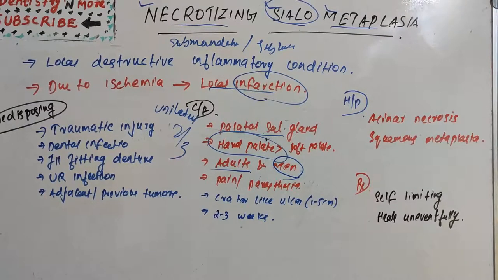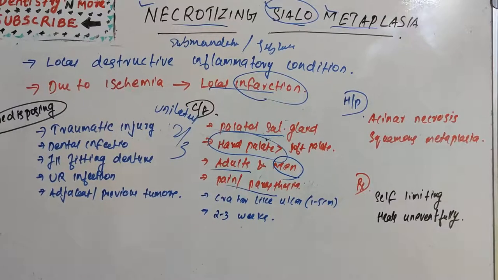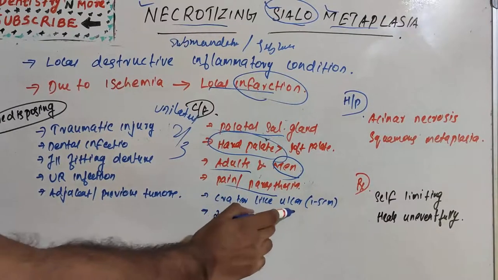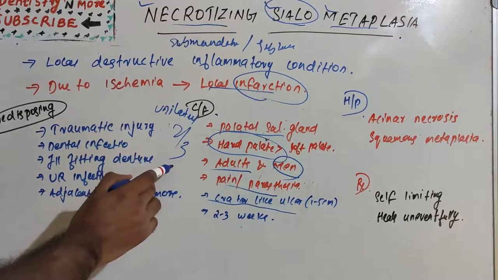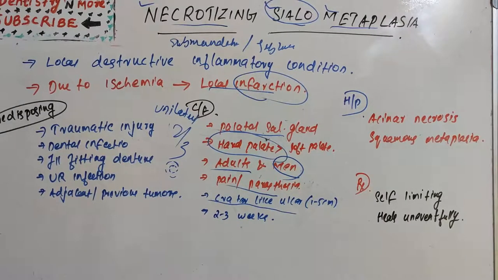It appears initially as a non-ulcerated swelling. It is mostly associated with pain and paresthesia, with a crater-like ulcer, a depression-like ulcer, which can range from less than 1 centimeter up to 5 centimeters in diameter, and which appears within 2 to 3 weeks.